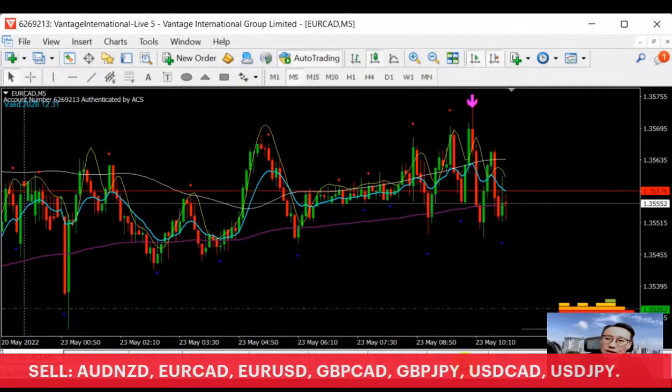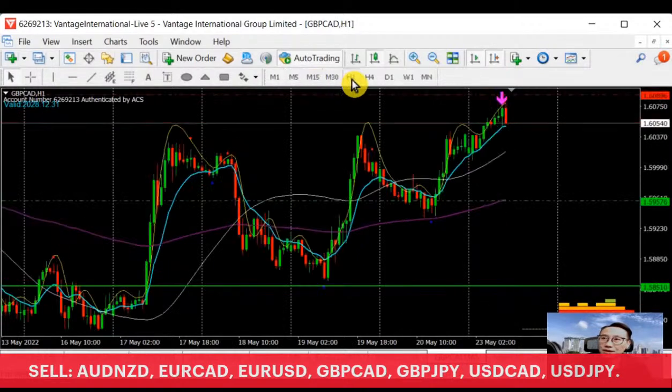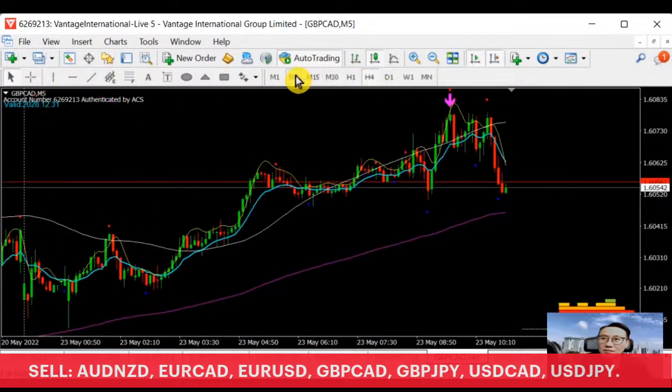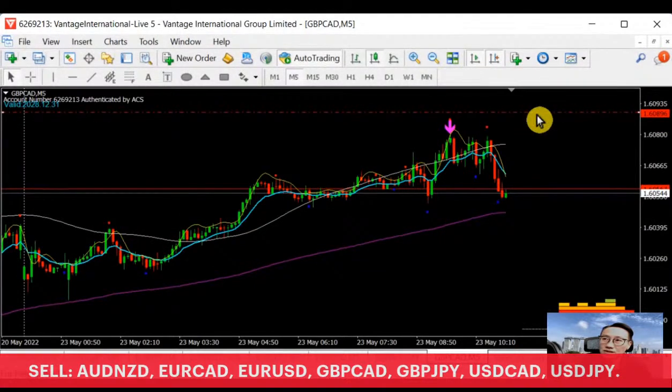Today, looks like Powcat as well. Yes, Powcat is the same. We have a selling signal after it tested the resistance. Okay, which is good. I'm just waiting. So over here, let me bring down the resistance.